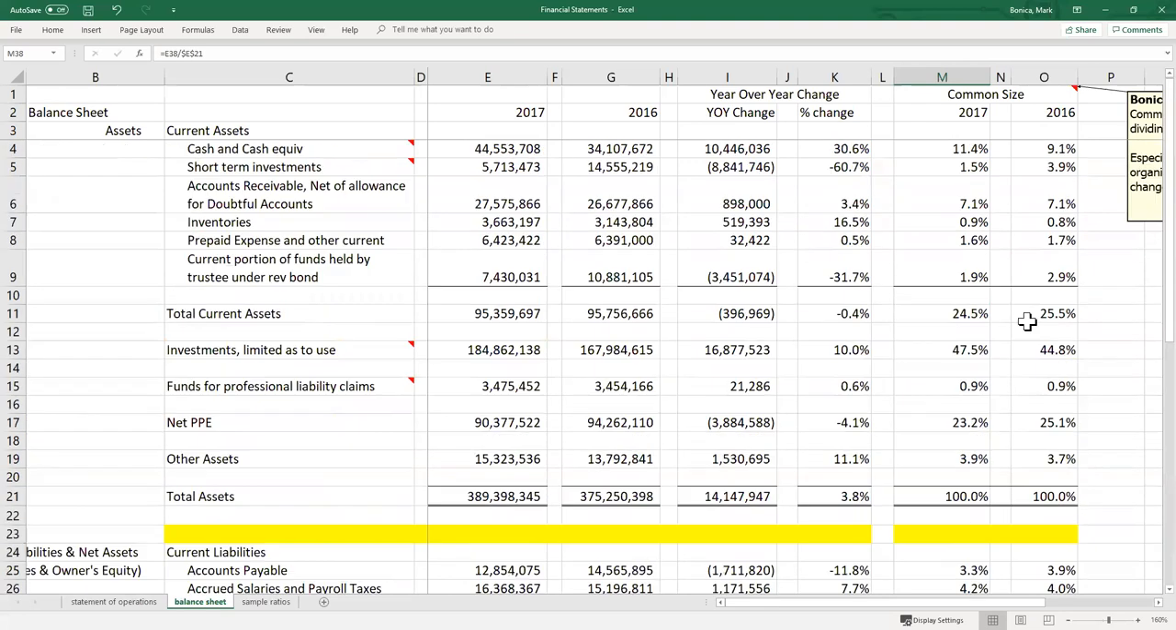All right, so that is the balance sheet. And in the next video, I will get into ratios.